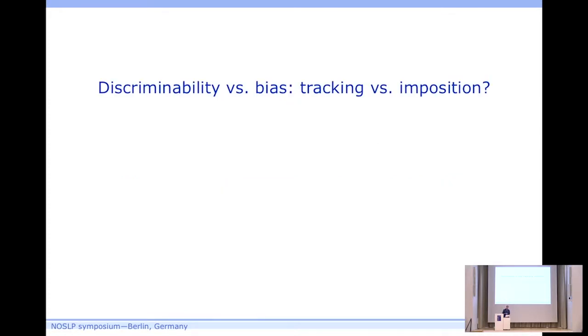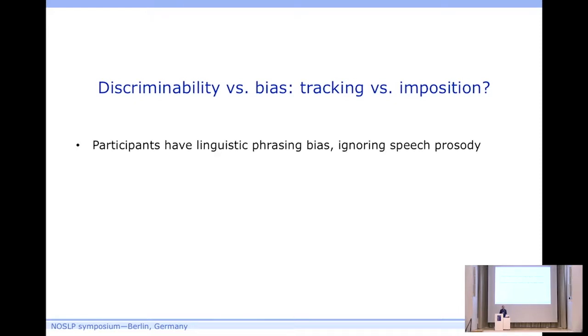So discriminability versus bias, tracking versus imposition, and we discussed this briefly yesterday. Participants have a linguistic phrasing bias, and that's true, I think, for all of these ambiguous sentence structures. That's one of the few cases where you can actually see this kind of bias, right? The stimulus is ambiguous, you could assign multiple structures, but participants always have a certain bias for resolving these, right? And they kind of ignore speech prosody in these cases. And so I think this really shows that the formation of syntactic phrases is a generative, top-down process that you actively do, and you act upon speech. You don't take it from speech.